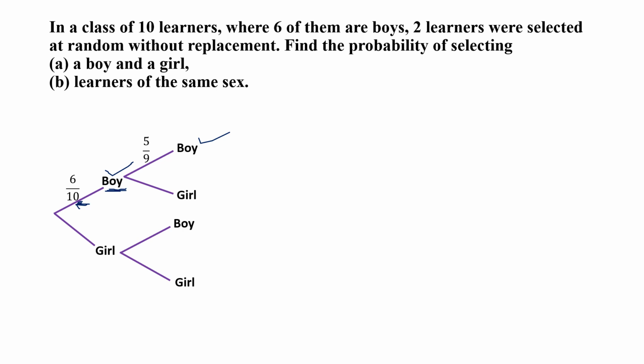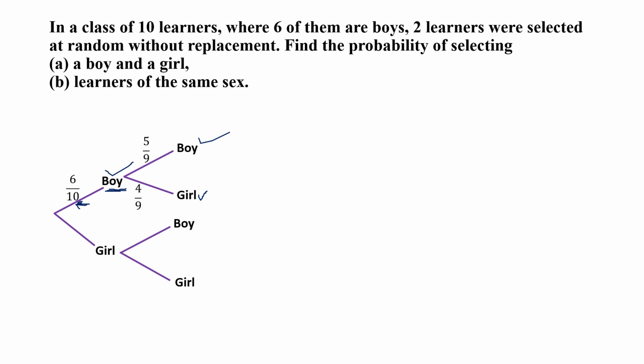On the other hand, there is a probability of picking a girl after a boy. After picking this first boy, we still have 4 girls, but the total is now 9. So the probability of picking a girl after a boy is 4 over 9, like this.